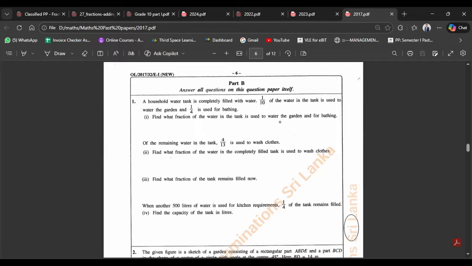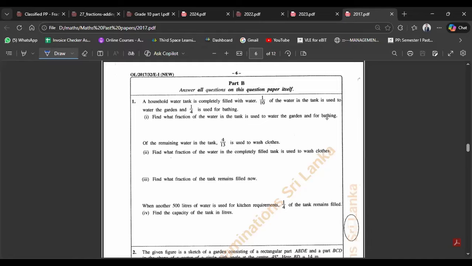So actually they're asking for the total. In order to figure out the total, what is the calculation we have to go with to find the total of garden and bathing? If you have to find the total of something, we have to add. Add. Very good. So what are the fractions we have to add? We have to add the fraction of gardening and the fraction of bathing.